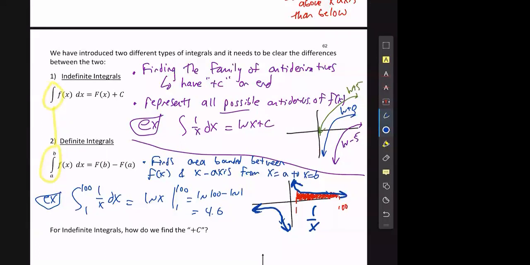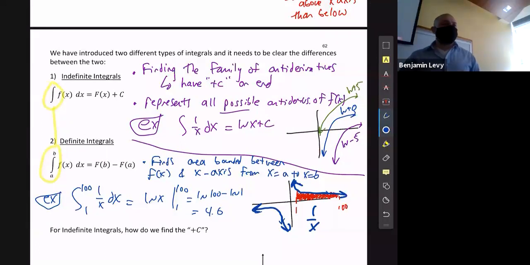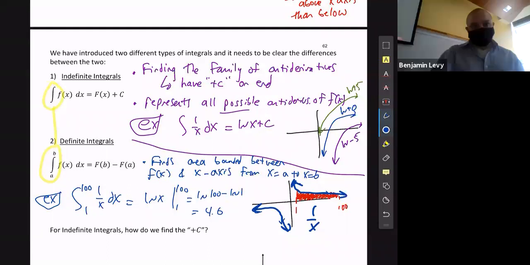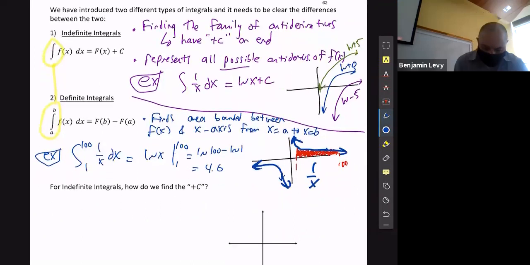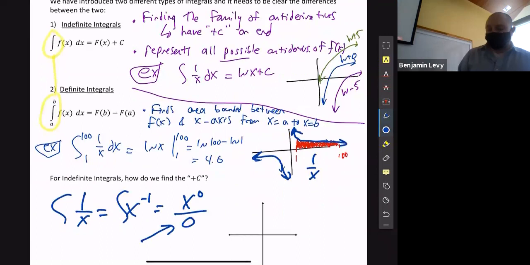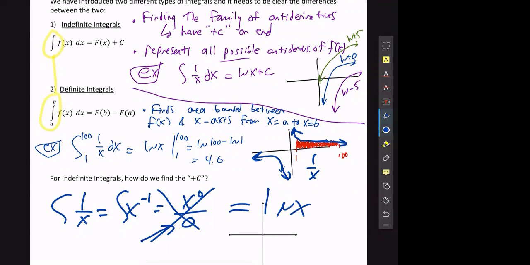I'd like to ask a question. Yeah, go ahead. Why is it 1 over x? Why can't we make it use an exponent? Yeah, good question there. We had talked about that. If you try to write 1 over x as x to the minus 1, when you add 1 to that and divide, you divide by 0. And so that's no good, which is specifically why we instead have the rule that it turns into natural log.